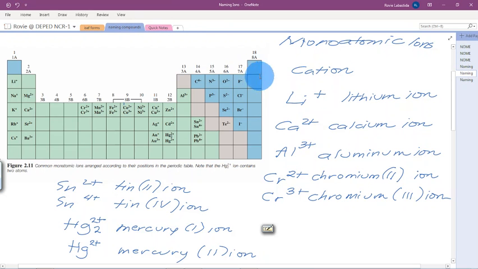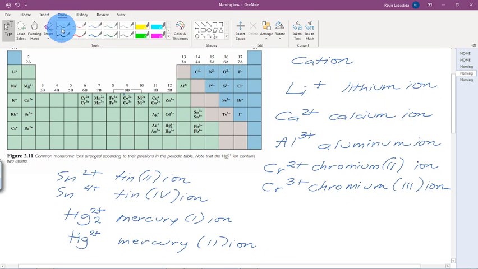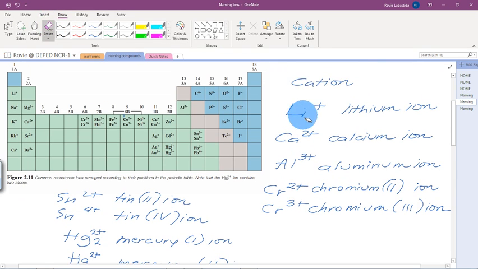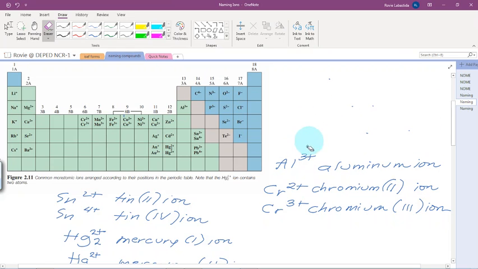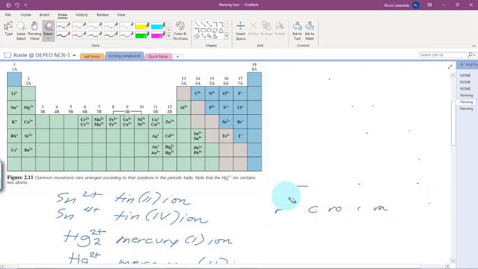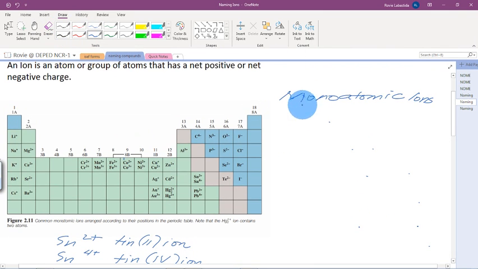How about the monoatomic anions? I hope that you understand the first part of this discussion. Now let's proceed with naming monoatomic, still monoatomic, but this time let's have an anion. Let's have some examples.